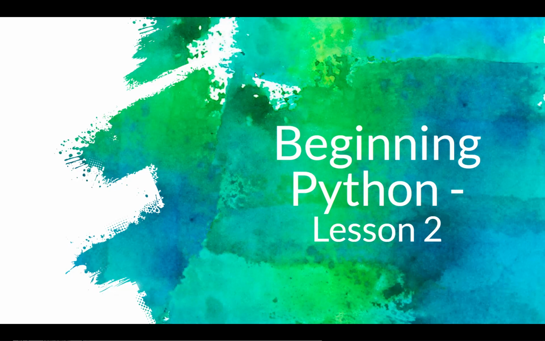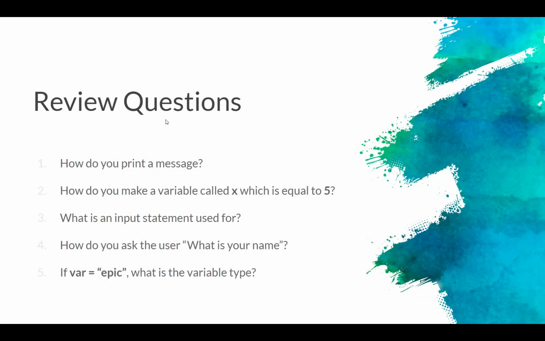This is lesson 2. So we'll kick it off with a few review questions. You guys should know the answer to these. If you don't, you might want to go back to lesson 1 and go through the parts where I covered them. So how do you print a message or a variable?